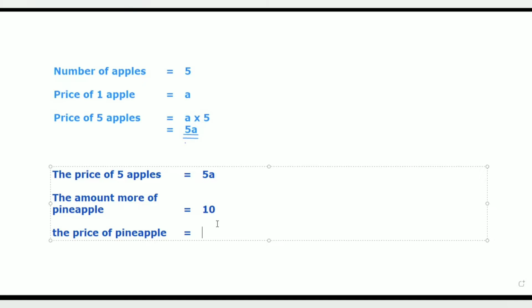5A more than 10. That means we have to add 5A plus 10. So the price of a pineapple will be 5A plus 10.